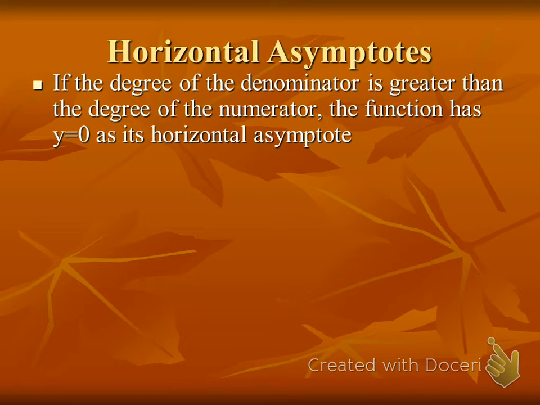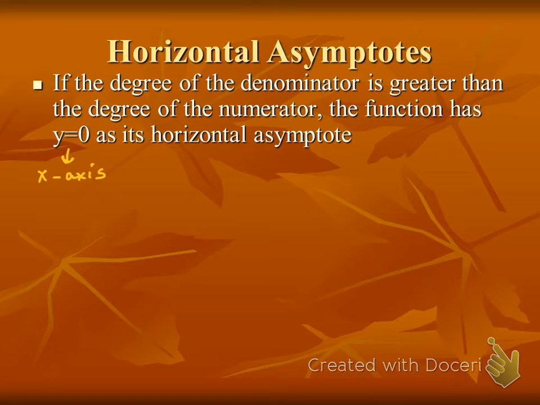Here are the rules that we'll use to find them, and then we'll talk a little bit more about what a horizontal asymptote is as we continue. In a rational function, if the degree of the denominator is greater than the degree of the numerator, the function has y equals 0 as its horizontal asymptote. Now, y equals 0 is the what? What is y equals 0? Is that the x-axis? Kind of important to know.